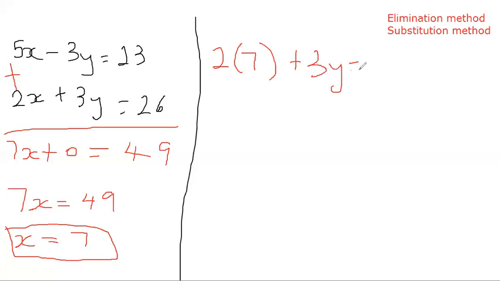3y is equal to 26. 2 and you have 7 inside the bracket. This means 2 multiplied by 7. That's 14. Can you hear me? 14 plus 3y is equal to 26. So now my 3y will be 26 minus 14, right?